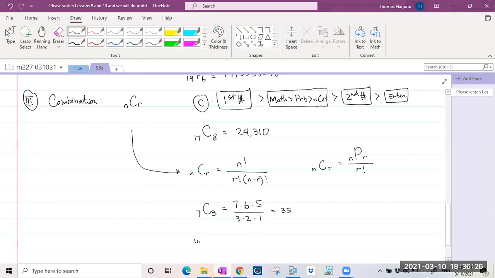How about 10 combination 2? 10 times 9, right? 10 with 2 factors, over 2 times 1. That's 45. Yeah, if the number is small, then it's actually quite easy to compute. Once the r gets larger, then it gets harder to compute. 8 combination 4, for example, will be 8 times 7 times 6 times 5, start from 8, 4 factors down, over 4 factorial at the bottom.